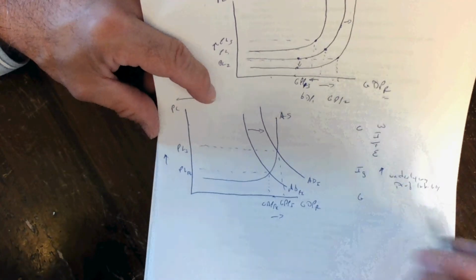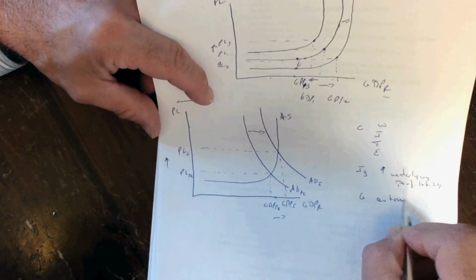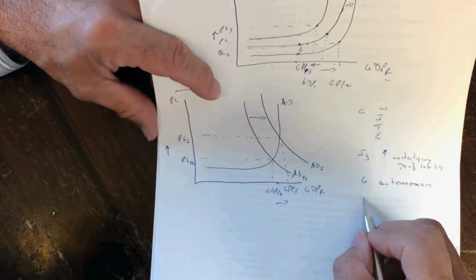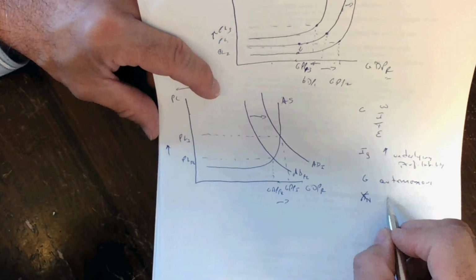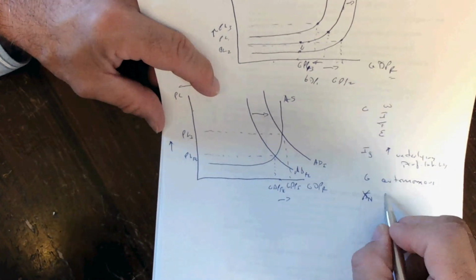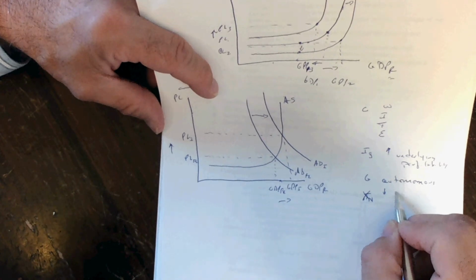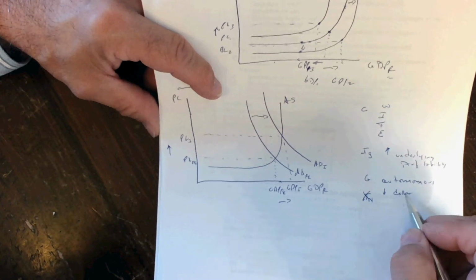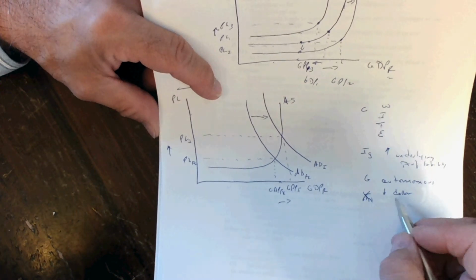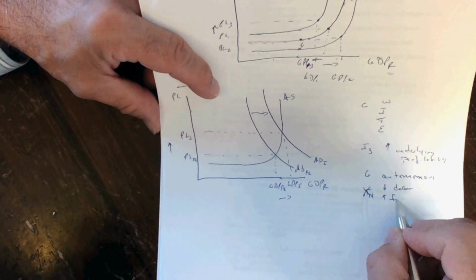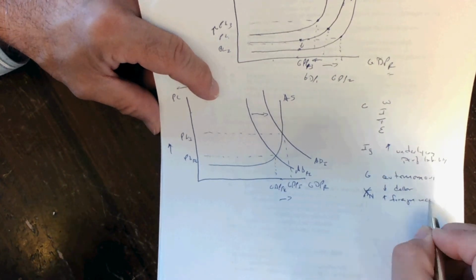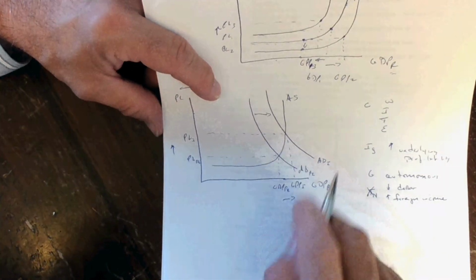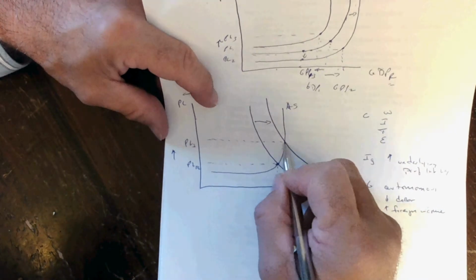G is autonomous. There's just an increase in government spending, not explainable by economics. X_N could have increased because of a weakening of the dollar. So foreign countries buy more of our exports because the weakening of the dollar means their currency buys more of ours, or it could be caused by an increase in foreign income. If other countries are more prosperous, they'll buy more of their things, but they'll also buy more of our things. So we're going to go from this equilibrium to this equilibrium.